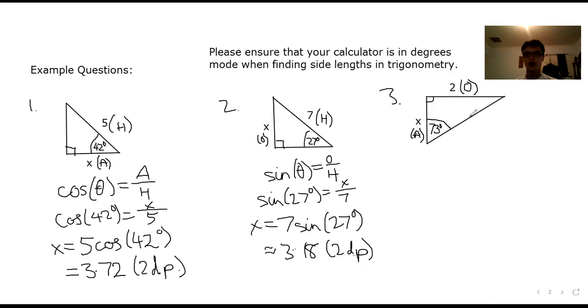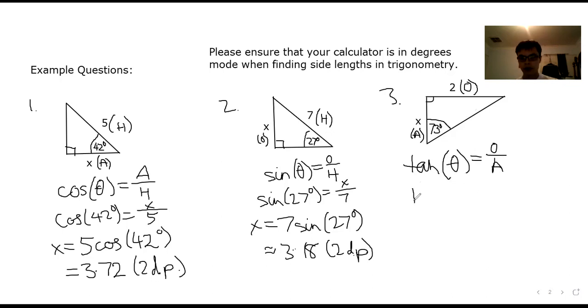Alright, so since we're dealing with the opposite and adjacent sides, and we're trying to find the adjacent side, and we know what the opposite side is, what we need to use is the tan function. Remembering our formula from our earlier slides, we have tan theta equals opposite over adjacent.